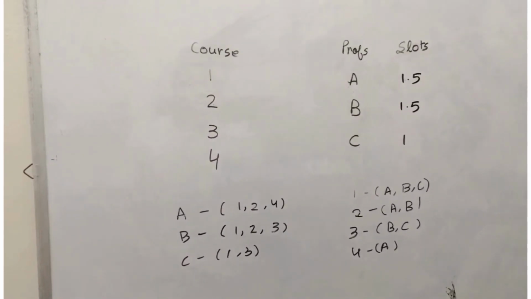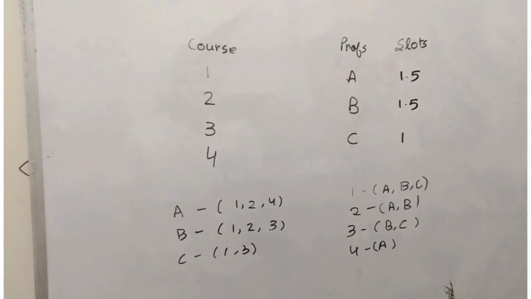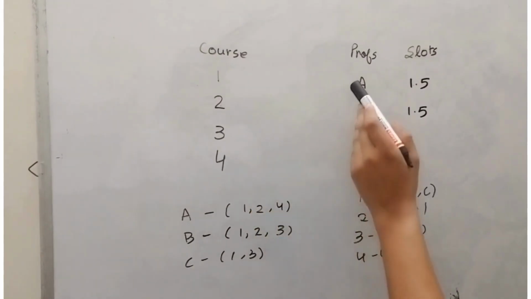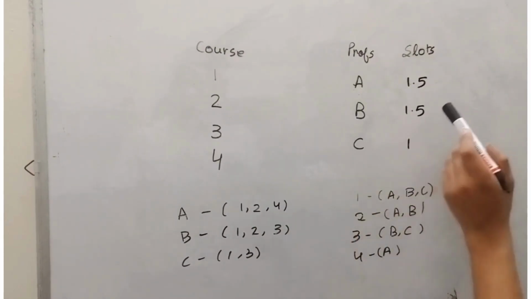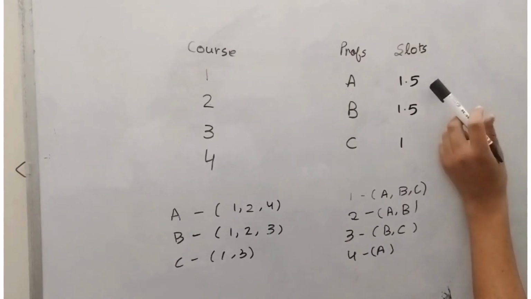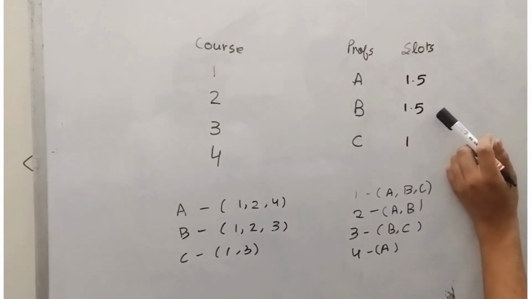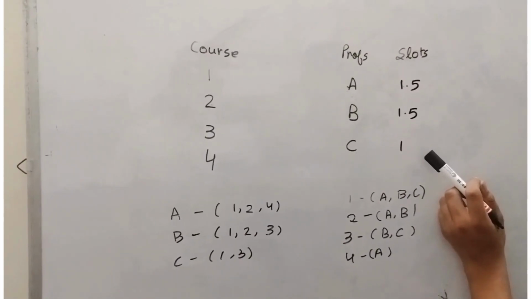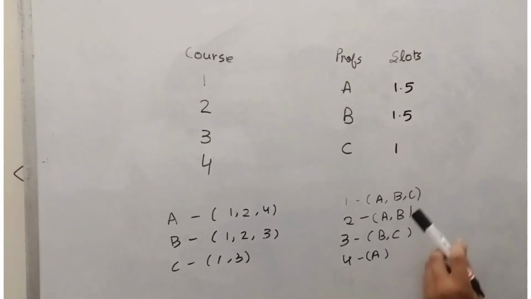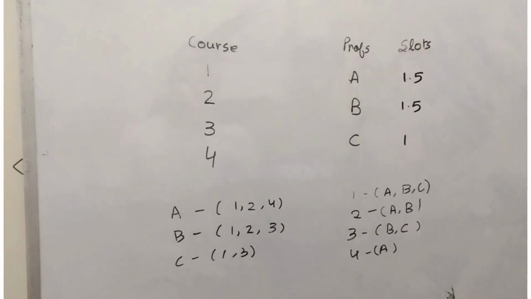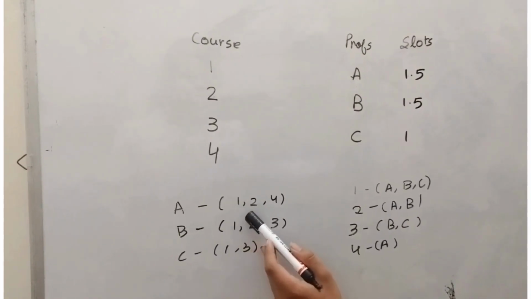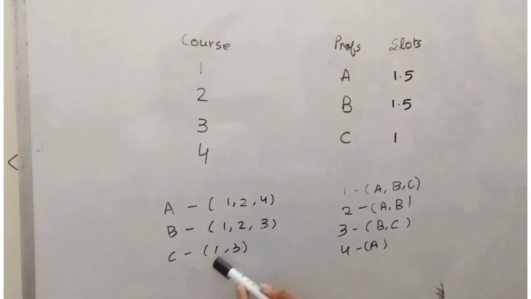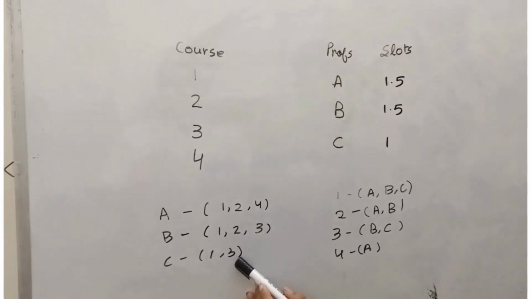This is a dry run of one of the test cases of our program. Let us say that there are 4 courses 1, 2, 3 and 4 and 3 professors A, B and C. Let us say that the capacities of professors A and B is 1.5 each, that is they fall in the X3 category, and the capacity of professor C is 1, which means that the professor falls in the X2 category. Now let's say that professor A has preferences to courses 1, 2 and 4, professor B has preferences to courses 1, 2 and 3 and professor C has preferences to courses 1 and 3.